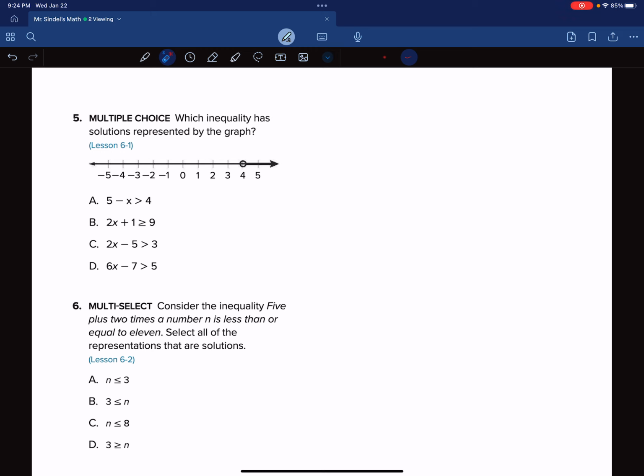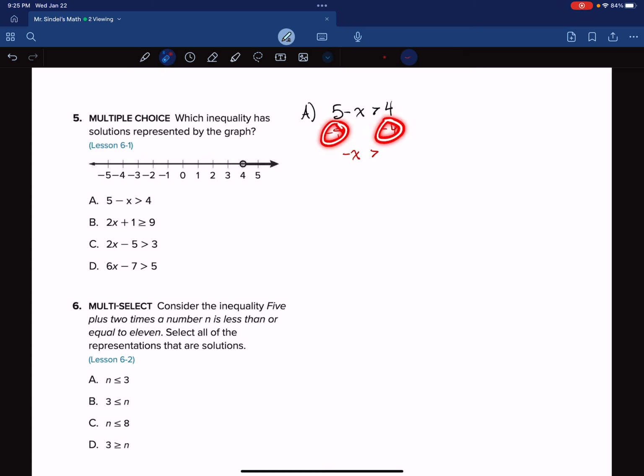So which inequality has solutions represented by this graph? Ooh, okay, so do we have to solve every single one of these to figure out which one it is? I think we do. It's kind of a lot of work. Luckily, they all seem pretty easy. Let me do A over here first. So if I have 5 minus x is greater than 4, I'm going to subtract 5 to get the variables by themselves.